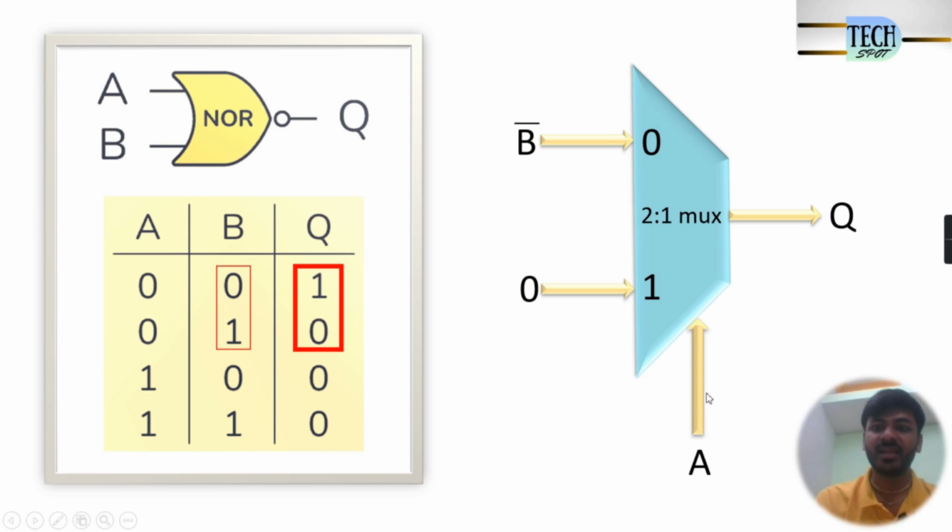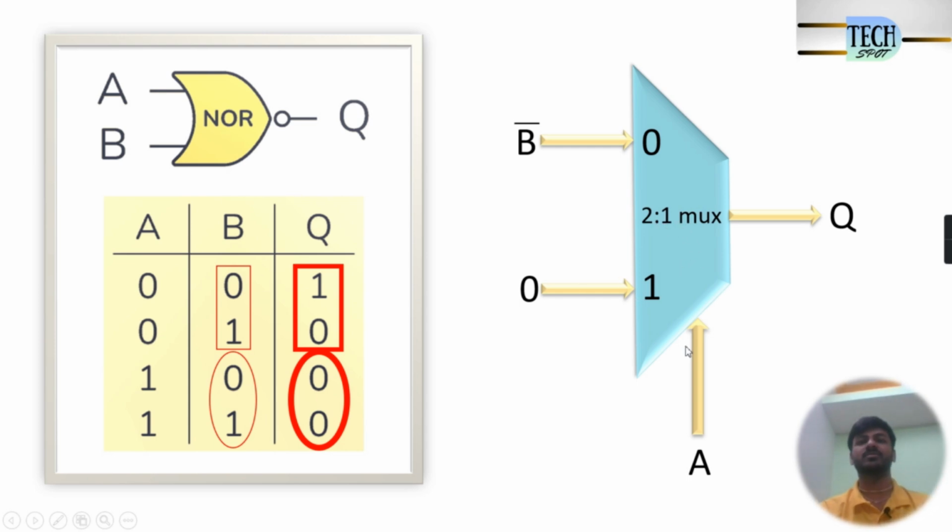Similarly, if select line A is equal to 1, the output Q will be equal to 0. If you see the truth table, when select line A is equal to 1, in output I am getting 0 itself, though the value of B is 0, 1. That is the reason I have connected 0 input for select line A is equal to 1. So as per the truth table of NOR gate, we are getting output from this 2:1 mux. This is how we can implement NOR gate by using 2:1 mux.